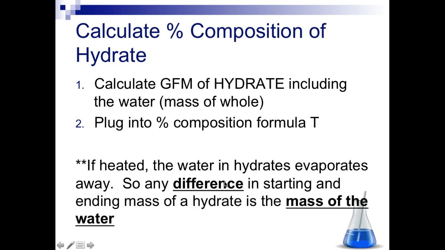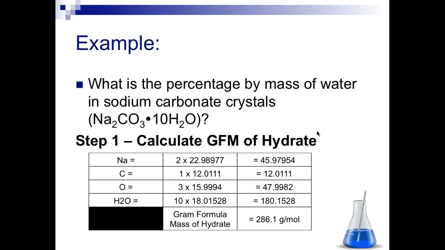So how do we calculate the percent composition of a hydrate? First, you calculate the gram formula mass of the hydrate, including the water, and then you plug into the percent composition formula in Table T. If heated, the water of the hydrate will evaporate away. So any difference in starting and ending mass of the hydrate is the mass of the water. So let's look at an example.